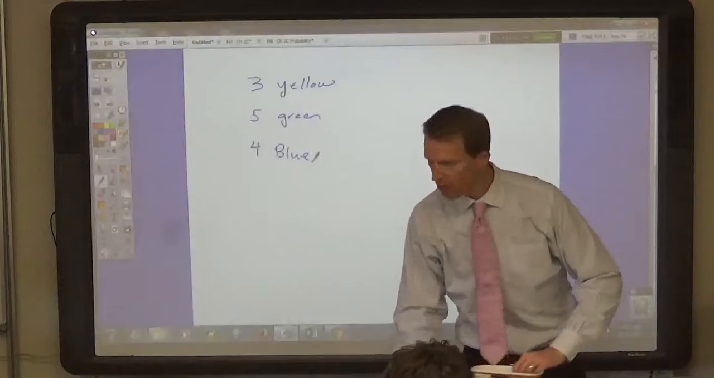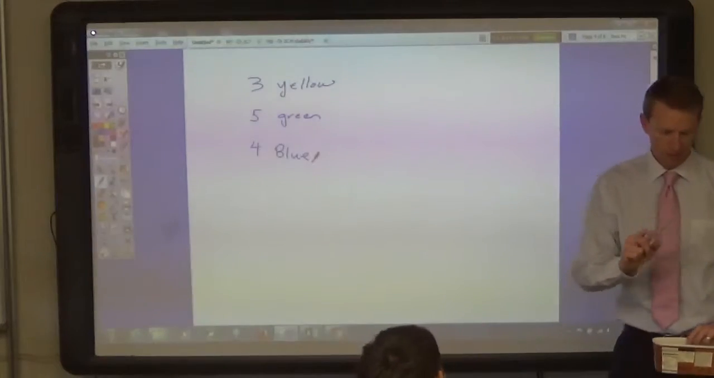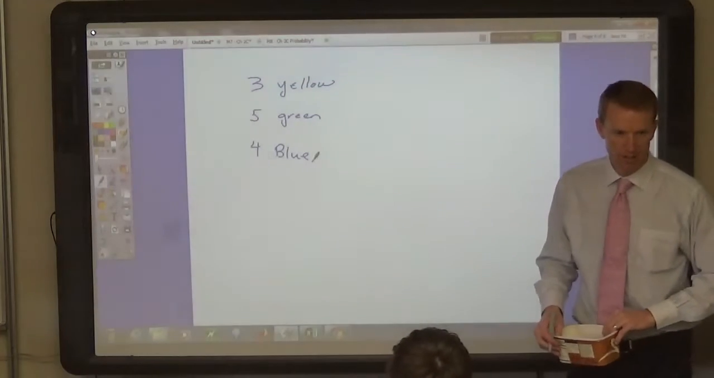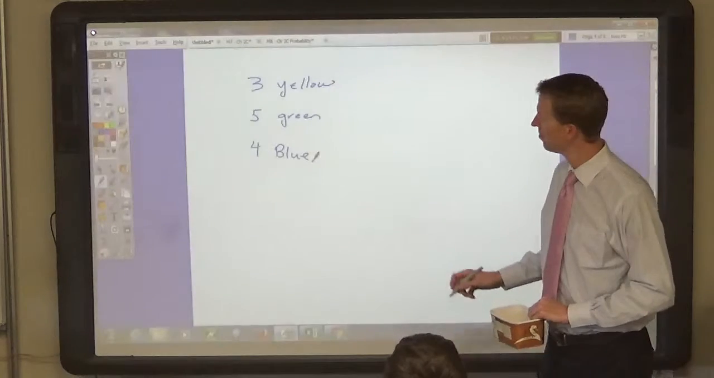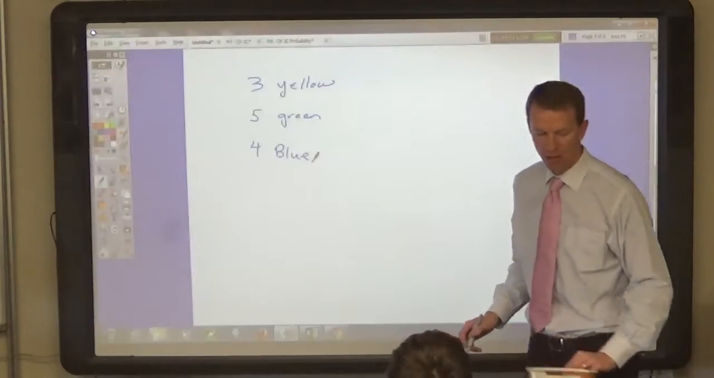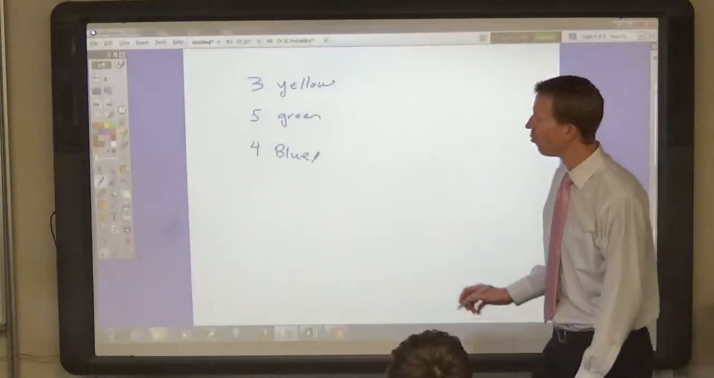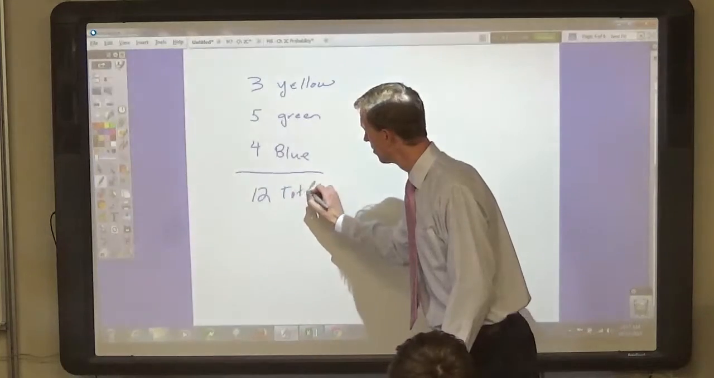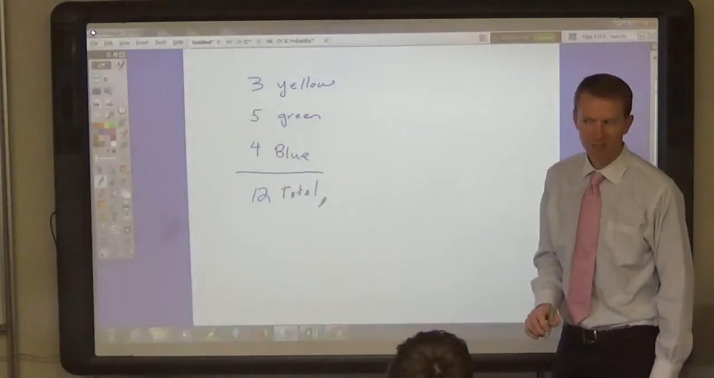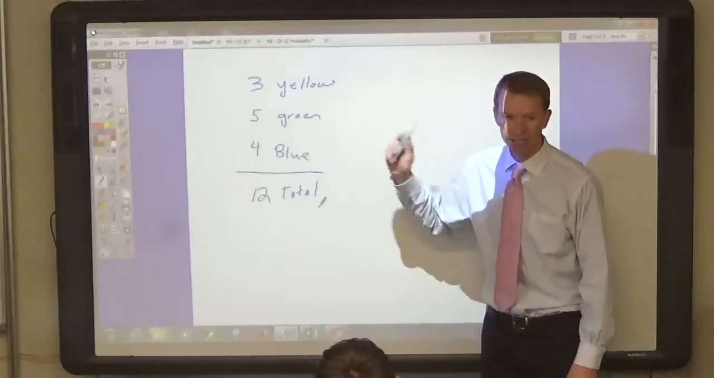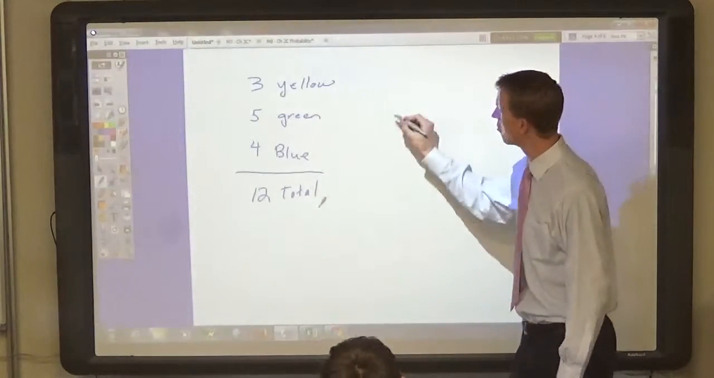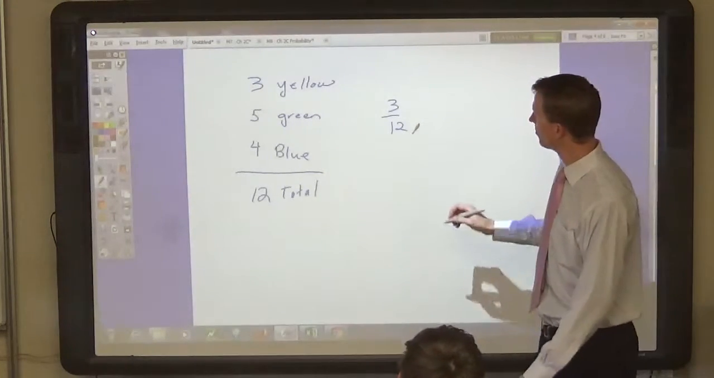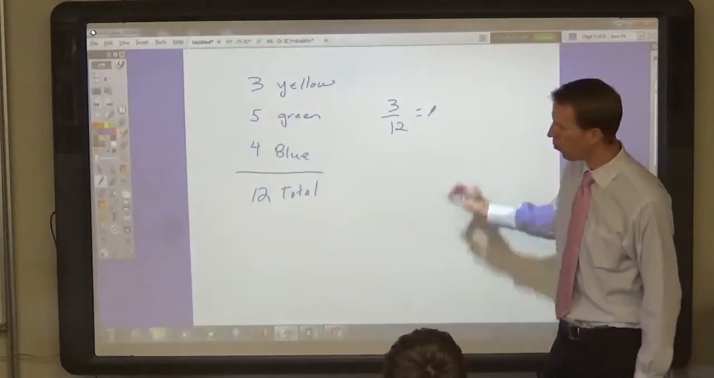Now, what are the chances on the first pull that I'm going to pull a yellow one? What are the chances that I would pull out a yellow chip? Not 1 in 12. There's 12 total, right? How many yellow ones are there? 3. So it's 3 out of 12. The probability is 3 out of 12, right? So we reduce that to 1 out of 4.